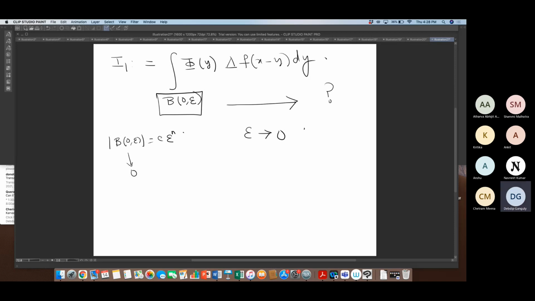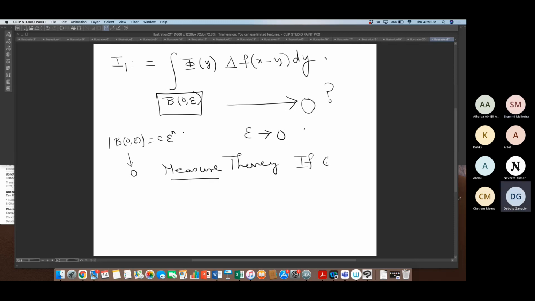Measure theory. Where will this integral go? 0, exactly 0. Why? Remember in measure theory.